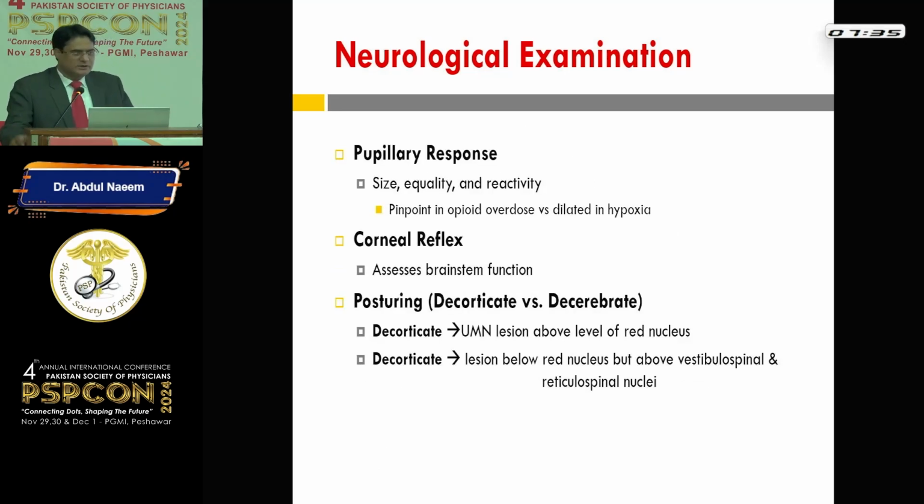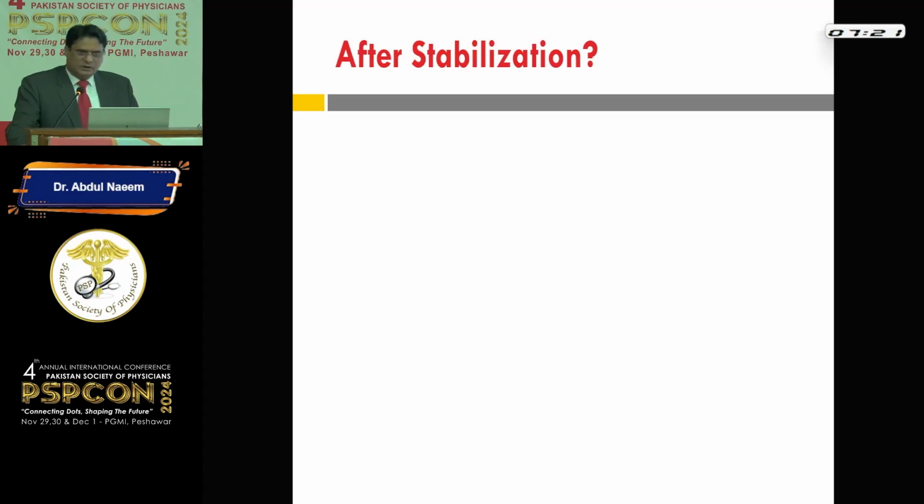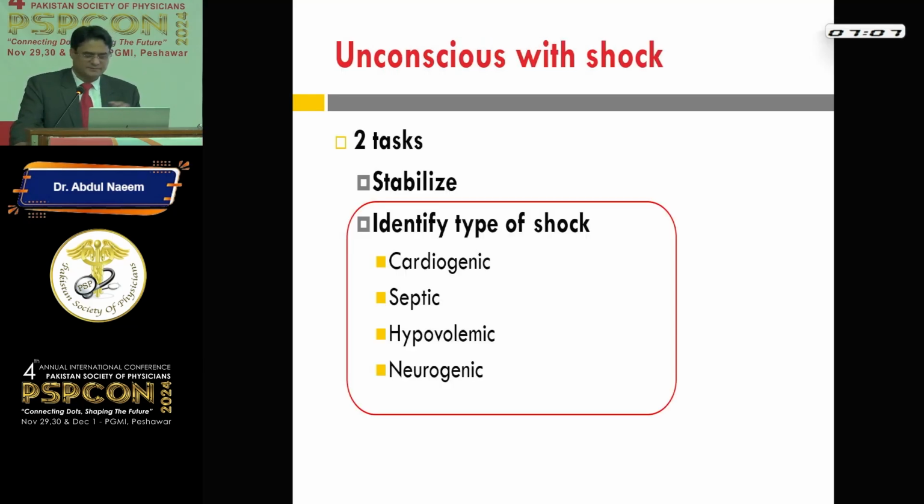Next is, of course, one of my colleagues has made the job easy. That you can check for the pupil response and corneal reflexes and decorticate and decerebrate posture. I will not go into details. It has been discussed already. Now you have stabilized the patient. Patient unconscious, shock, without shock, shock patient, stabilize the patient, ABCD approach, and now patient is stable. So after stabilization, what next is?